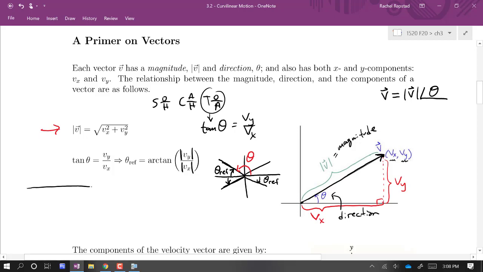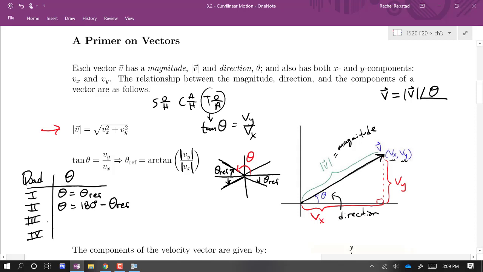So I'm just going to summarize that. This is stuff that we've learned in pre-calculus, but it may have been a little while since the last time we've had to use it. If you're in the first quadrant, your angle is just equal to the reference angle. In the second quadrant, your angle is 180 minus the reference angle. In the third quadrant, your angle is 180 plus your reference angle. And in the fourth quadrant, your angle is 360 minus your reference angle.